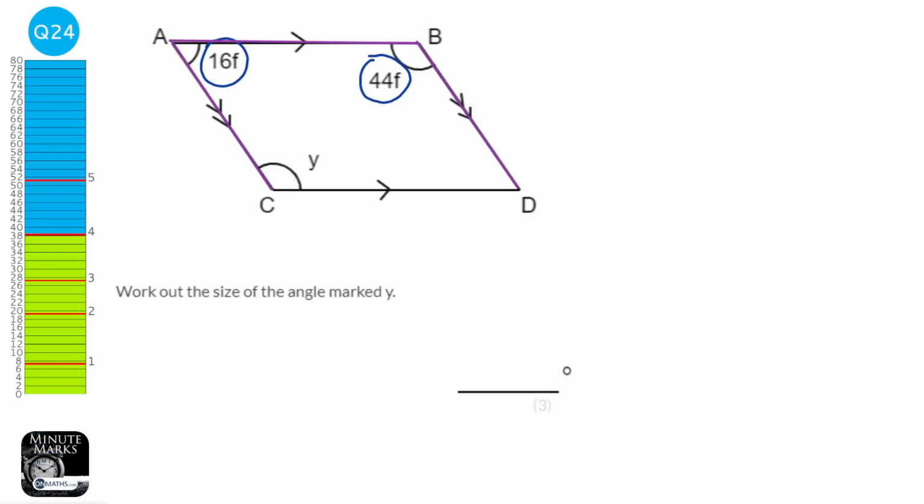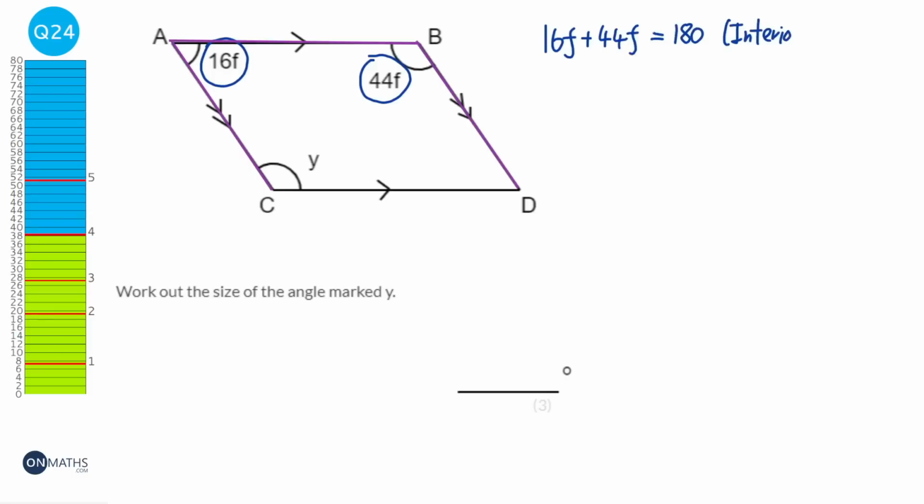So that means that we know that angle CAB plus angle ABD are going to equal 180. So if we add them together, 16f plus 44f is going to equal 180 degrees. The reason for that is that they are interior. Now you could call that co-interior or allied angles or interior. All three of those will get the mark for the working out.